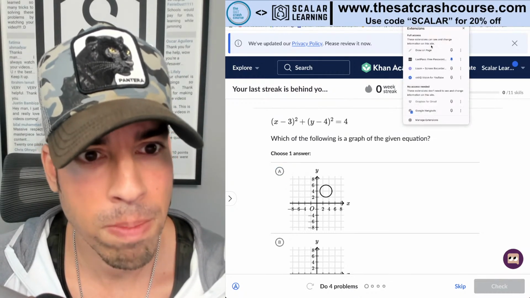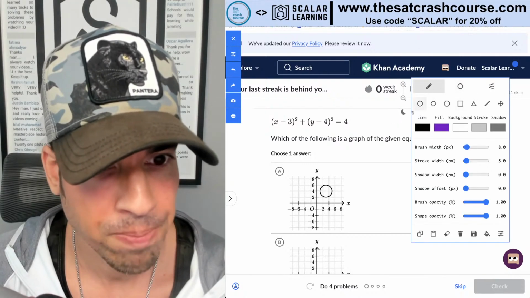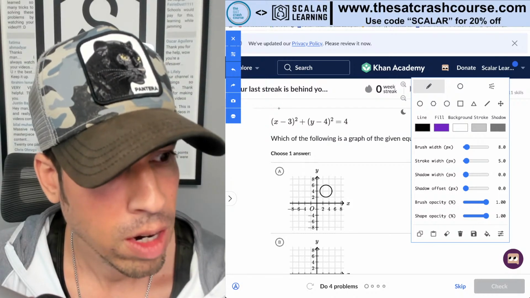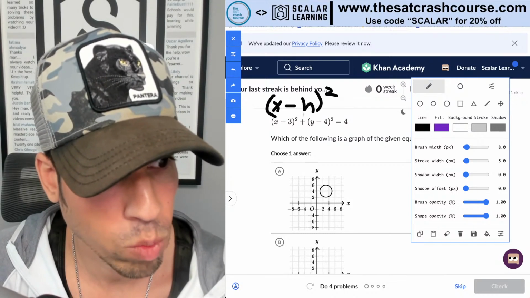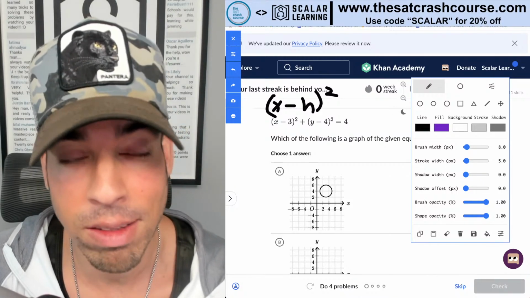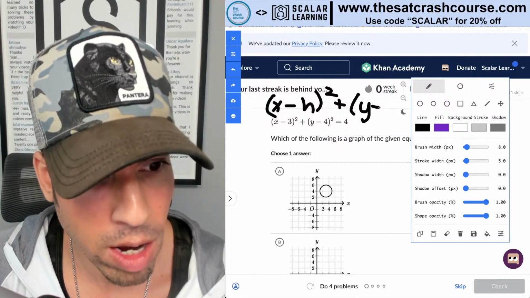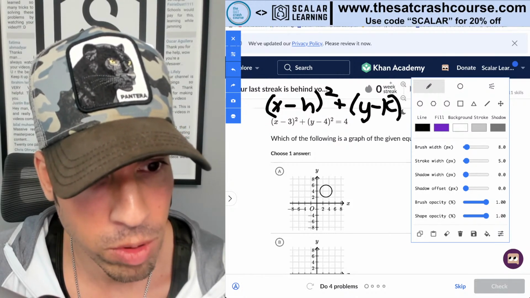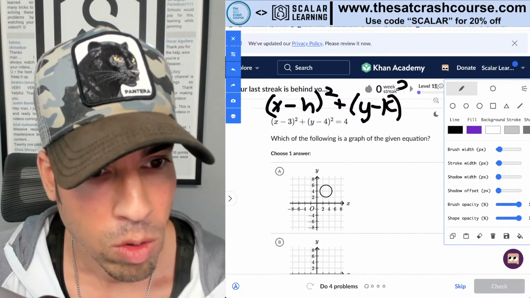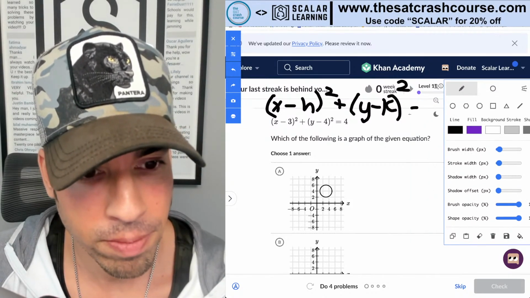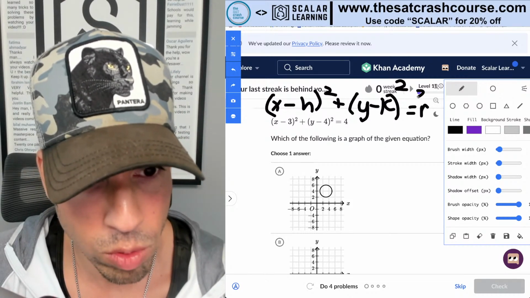So a couple of things that you need to be familiar with when we're looking at circle equations, right? This is in the format of x minus h squared, where h is my x value of the center of the circle, and then y minus k squared, where k is my y value of the center. Then we have equals r squared.